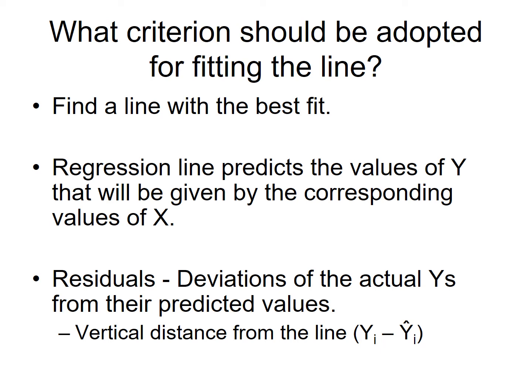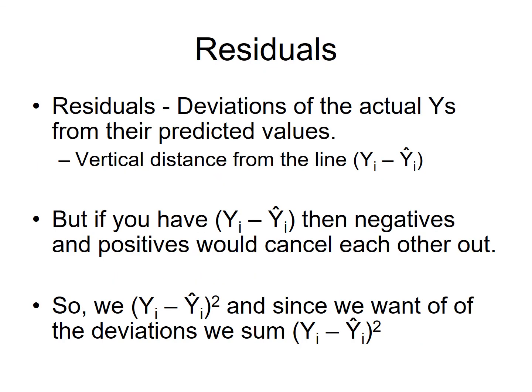We need the following criterion to adopt the best fit line. We find a line with the best fit, where the regression line predicts the values of y given the corresponding values of x, and we look at the residuals, the deviations of the actual y's from the predicted value. That is the vertical distance from the line, y_i minus y hat_i. This again is the example where we're trying to draw the best line, and we calculate the space between the point that's not on the line and the line, and we want to make that as small as possible.